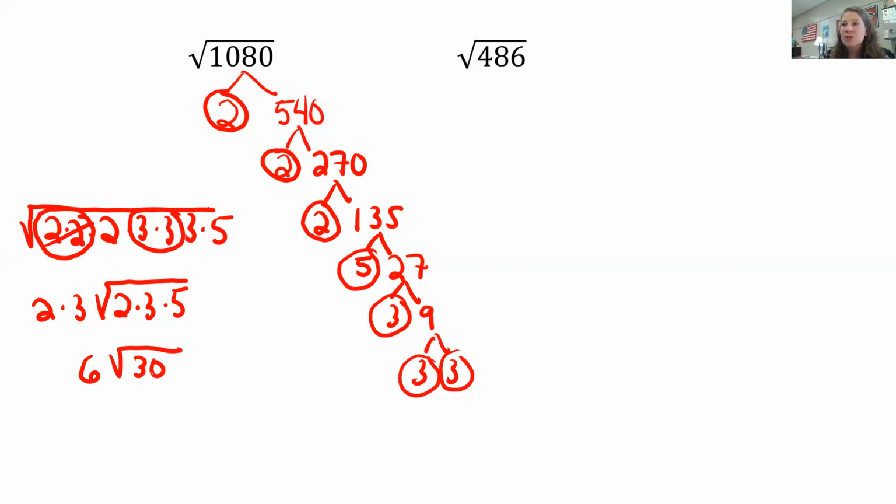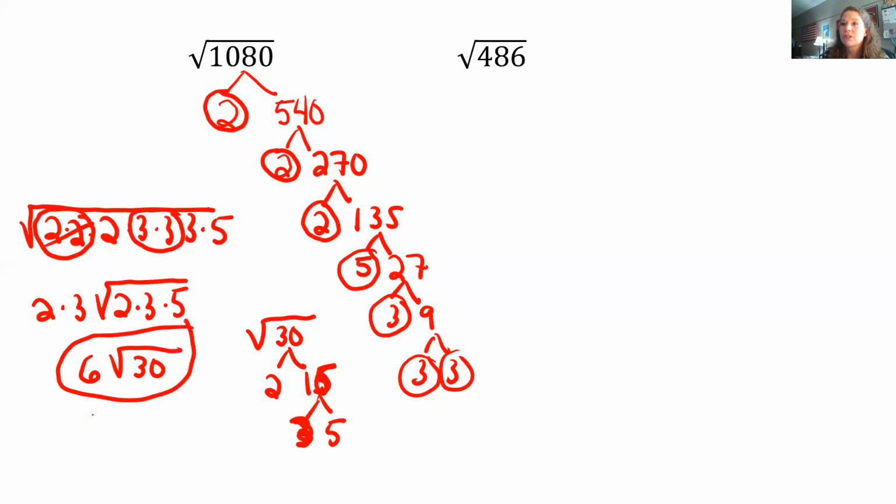Now, you might think, well, 30 is too big. It's got lots of factors. Well, it does have lots of factors, but none of them contain factors that are perfect squares. Did I just lie to you? I did. No, I didn't. Oh, duh, that's a 15. Just kidding. So 2 times 3 times 5, none of those are perfect squares, and so this is actually simplified. So how do we check our answer? We square 6, which is 36, and does 36 times 30 equal 1080? Yes, it does. So that is the answer.